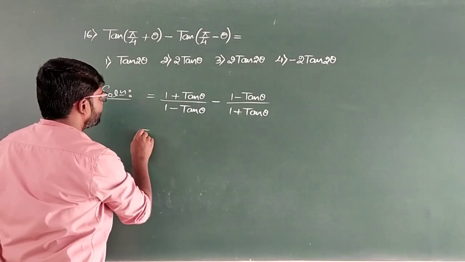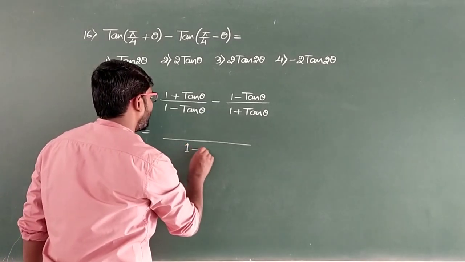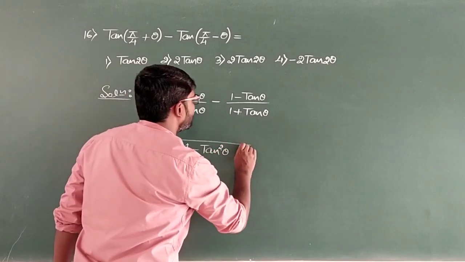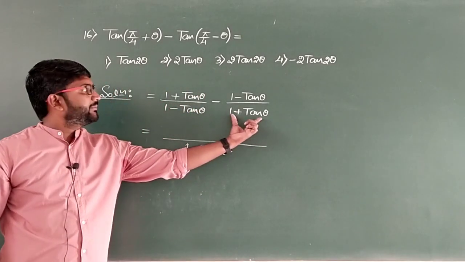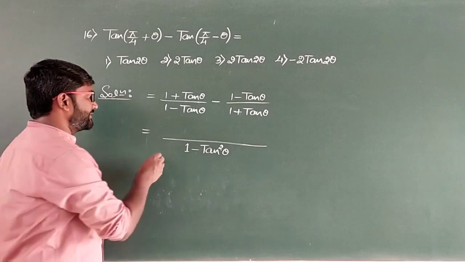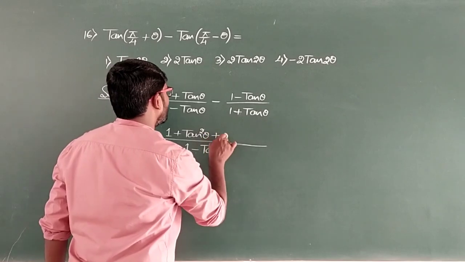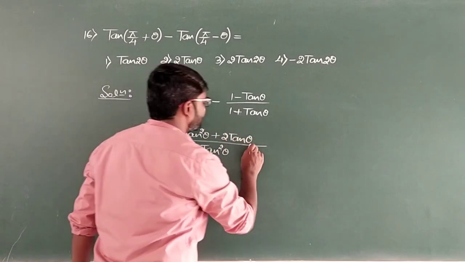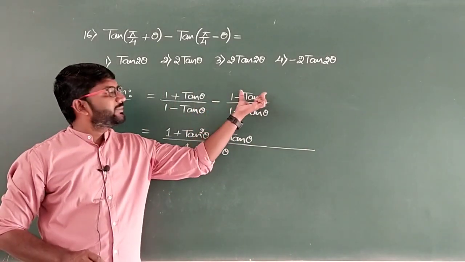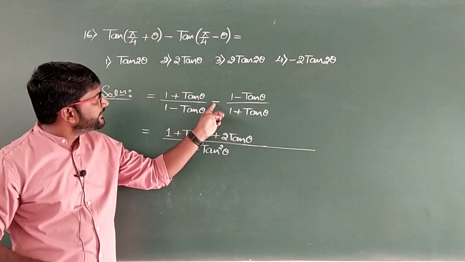Now go for the LCM. The LCM will be the multiplication of these two. We get 1 minus tan square theta, since a minus b into a plus b will be a square minus b square. 1 minus tan square theta. Then 1 plus tan theta will be multiplied with this one. We get 1 plus tan theta the whole square. That means it is in the form of a plus b the whole square. Expand this: 1 plus tan square theta plus 2 tan theta, then minus. Now 1 minus tan theta will be multiplied with this. We get 1 minus tan theta the whole square. That means it is in the form of a minus b the whole square. Expand that considering the minus sign now.